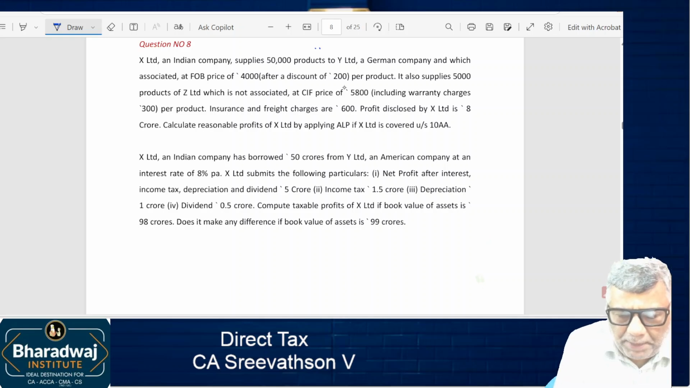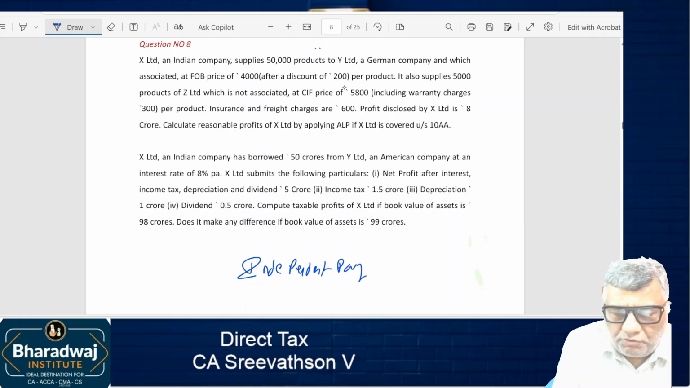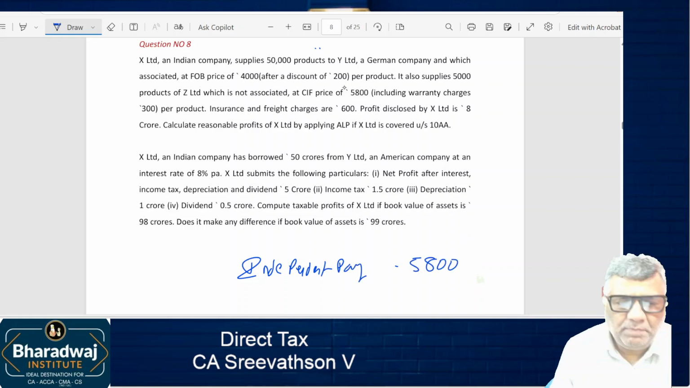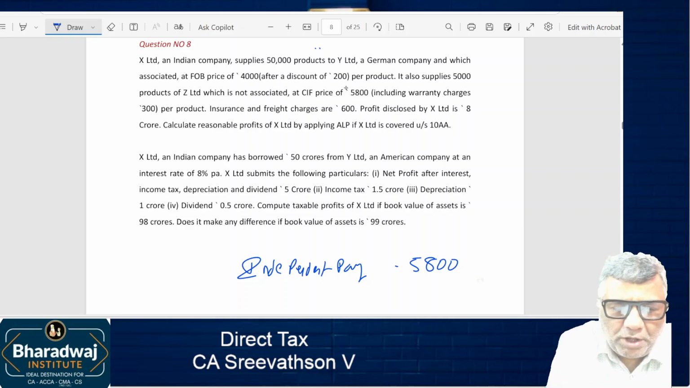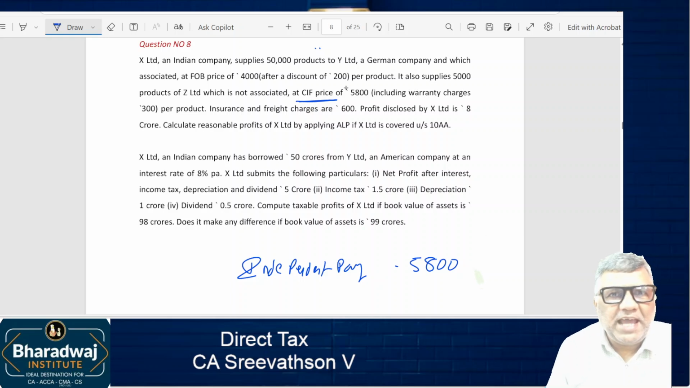Supply to an independent party at 5,800. It supplies 5,000 products, including warranty. This is at CIF. Whereas to the other party, I am supplying only at FOB.